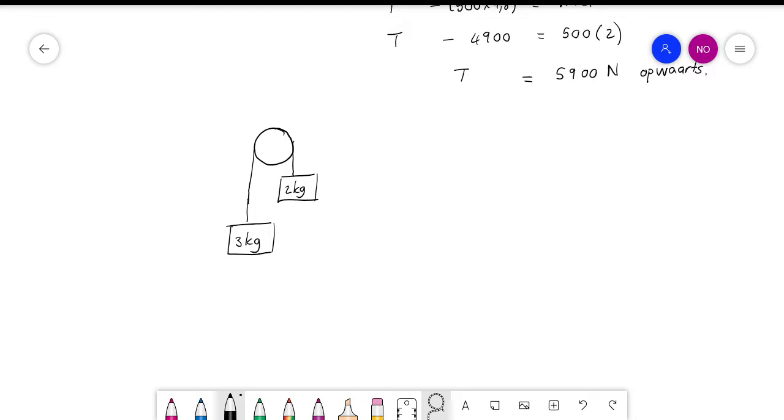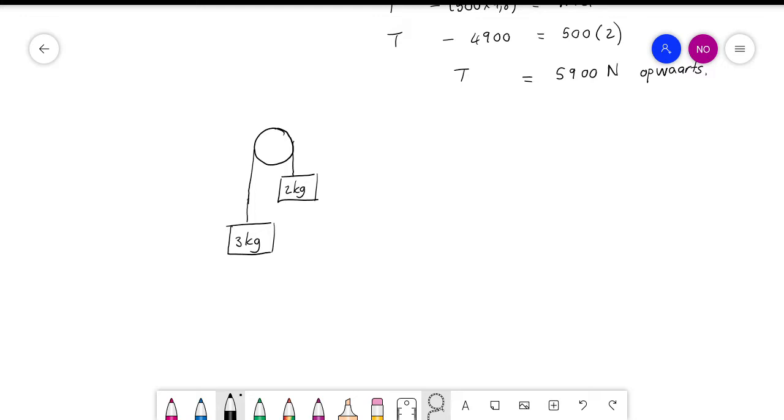Sê gou vir my in watter rigting gaan hierdie stelsel beweeg? Wys my met jou vingers. What's going down? One of the boxes are going down, one is going up. 3 kilograms is going down. How do we know this? It weighs more. Right? Okay. So moenie laat dit jou confuse nie.